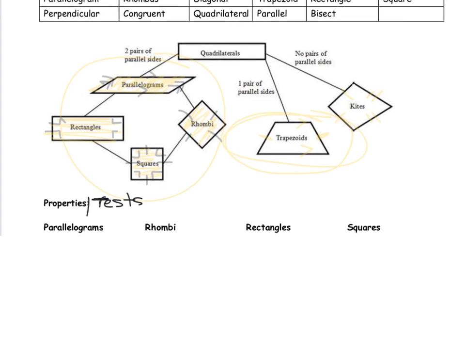So the parallelogram, we are looking for 2 pairs of parallel sides. If I want to show that something is a parallelogram, I can look for 2 pairs of parallel sides. You may also remember that 2 pairs of opposite congruent sides is a test to prove something is a parallelogram. And additionally, we can also prove that if diagonals bisect each other, that would prove that something is a parallelogram.